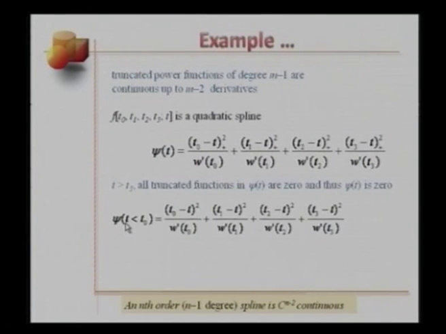Psi for values of t smaller than t0 can be written as this expression with all the truncated signs dropped. (t0 minus t) squared over w prime of t0 plus (t1 minus t) the whole squared over w prime of t1 plus (t2 minus t) the whole squared over w prime of t2 plus (t3 minus t) the whole squared over w prime of t3. Now this is a pure quadratic polynomial. The third divided difference of a quadratic polynomial, (tj minus t) the whole squared, should be 0. And we'll see that now.